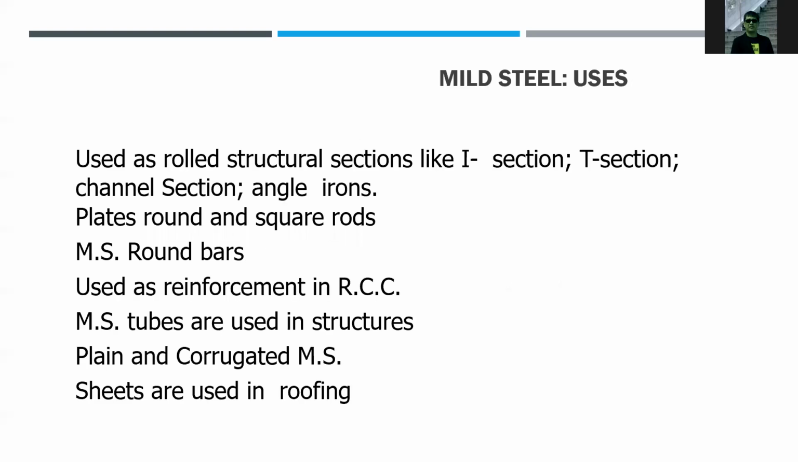Then we also have the mild steel uses. It is used for I section, T section, channel, angle irons, round bars, flat bars, plates, tubes, plain and corrugated metal sheets. So the majority of our material that is being used for construction is mild steel.